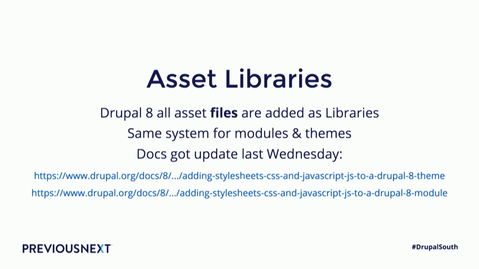So the asset library system. In Drupal 8, all asset files are added as libraries. There are no inline assets; inline JavaScript and CSS is not considered a library anymore. It's the same system for modules and themes, so it's worth noting that modules always load their libraries before a theme does, so that the theme can override any modules, basically. The docs for this got updated last Wednesday, which is really good because they were a little bit lacking before. I learnt a lot of this stuff just looking through the module code, which wasn't the greatest for a front-end developer.